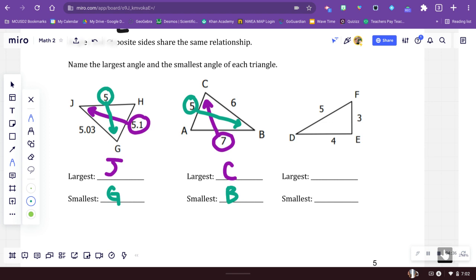Feel free to pause the video and try this last example on your own here. The largest angle is going to be across from the largest side. So 5 is the largest side. Going across from that, I hit angle E. Angle E almost looks like a right angle, so it is definitely bigger than angle D and angle F. Thinking about the smallest angle, looking for the smallest side, 3 is the smallest number. And going across, I hit angle D. So D is smaller than F.